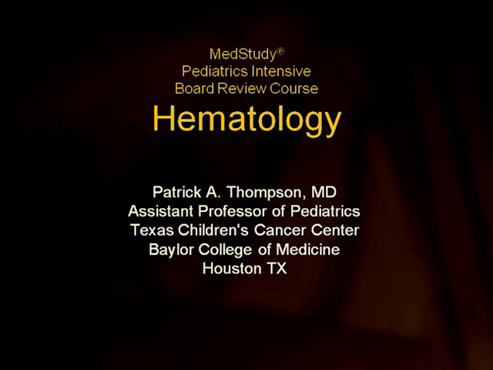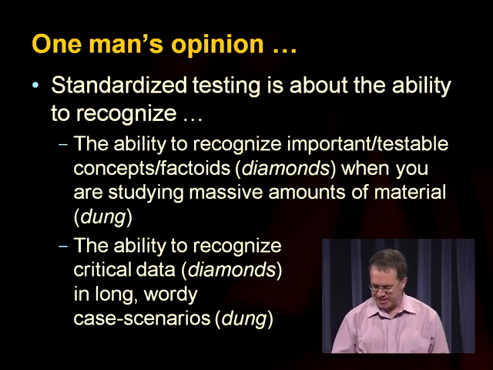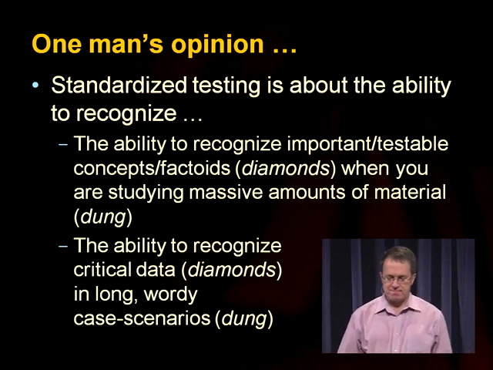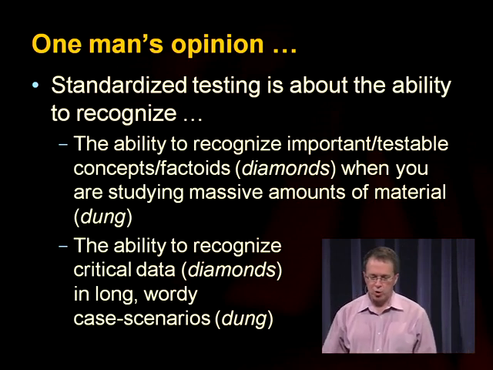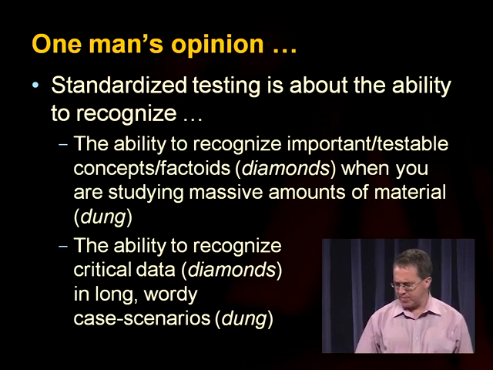All right, so we're going to talk about the hematology portion. I called it red, white, and jaundice. But it's got the same theme again, and we're going to talk about diamonds and dung. Okay? So again, look for the diamonds. Look for the diamonds when you're studying, and look for the diamonds when you're taking the test.